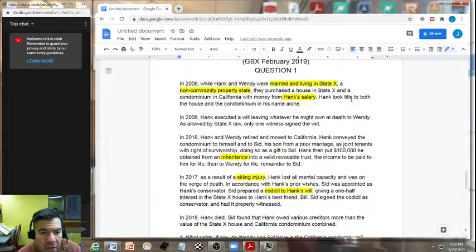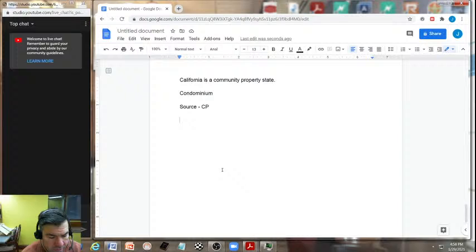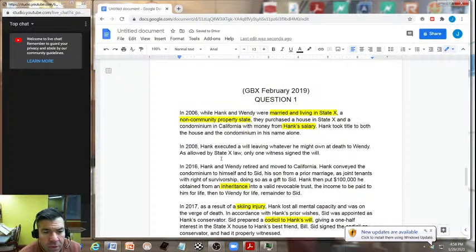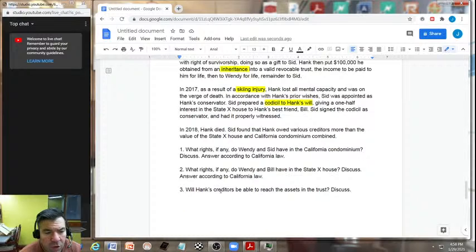Hank took title to both the house and the condominium in his name alone. Remember, the title presumption. Now down here, in 2008, Hank executed a will leaving whatever he might own at death to Wendy. Now remember, make sure to call to what rights, if any, do Wendy and Bill have in the state X house. Make sure too that, and then number 3, what, oh, you know what?